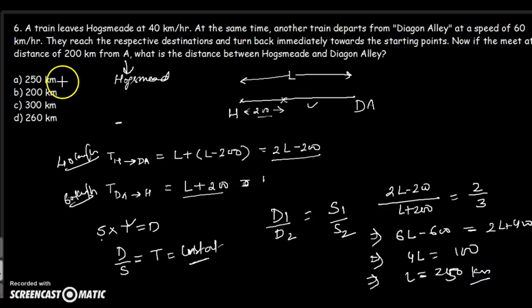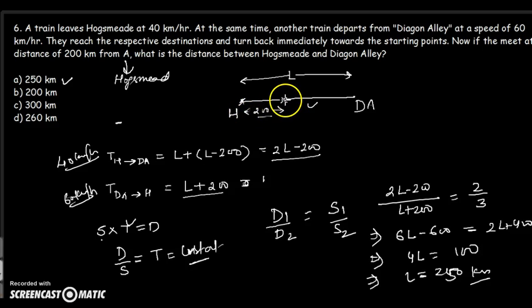So your answer should be 250 km. I hope you understood the logic. This is simple. They meet for the second time. The train that starts from Hogsmeade reaches Diagonally and comes back, and the train that starts from Diagonally reaches Hogsmeade and then comes back. And this meeting point is 200 km away from Hogsmeade.